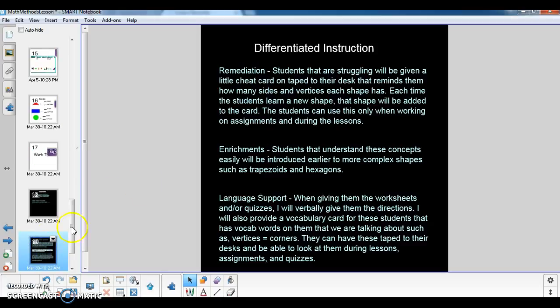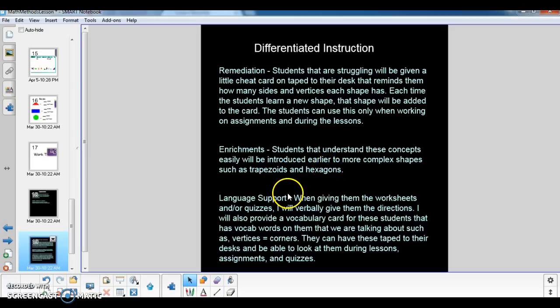Differentiated instruction, the students who are having troubles, I thought I could give them little cheat cards to tape to their desk, and it'll remind them how many sides and vertices that each shape has, and then each time we introduce a new shape, they'll add it to the card, and then they can only use these when they're working on assignments or during lessons. And then the students who are understanding it, I can show them more complex shapes such as trapezoids and hexagons right away.